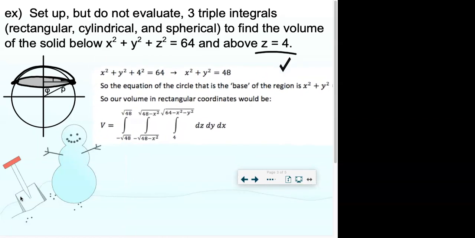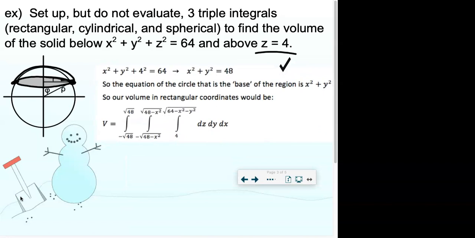There we go. So rectangular looks like this. The volume would be the integral from negative root 48 to root 48, negative root 48 minus x squared to positive root 48 minus x squared, and then 4 to root 64 minus x squared minus y squared dz dy dx. All right. Now it's time to try the same thing in cylindrical.